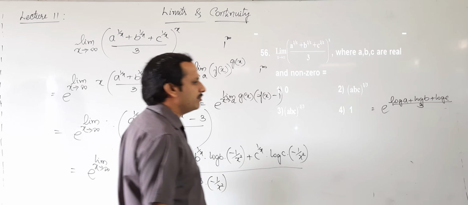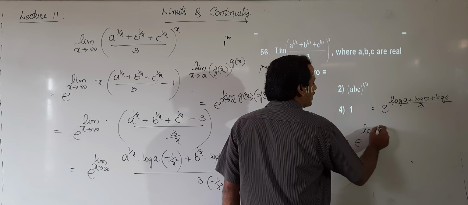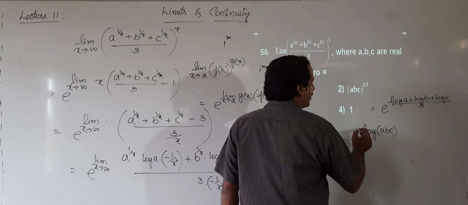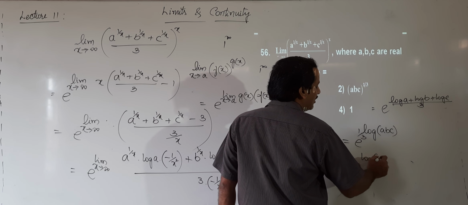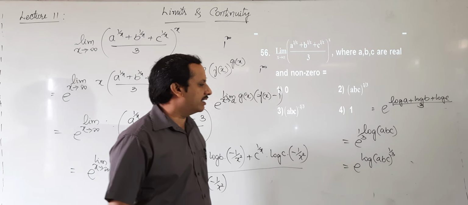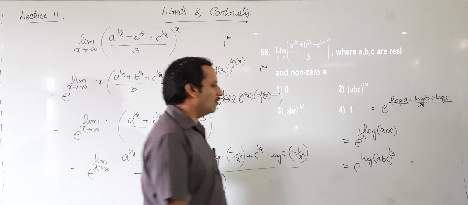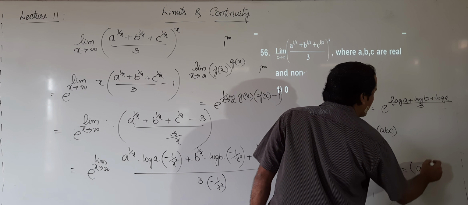Now log a plus log b plus log c can be written as log abc. One by three into log abc can be written as log of abc to the power 1 by 3, since n log m is equal to log m to the power n. So e to the power log of abc whole power 1 by 3 is equal to abc whole power 1 by 3.